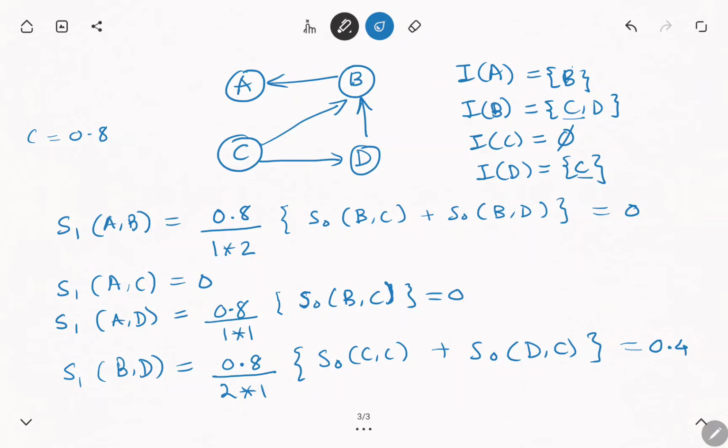If we go for the second iteration, S2 of A comma B, I'll solve it here itself. Let's say I calculate S2 of A comma B, this part will remain constant, okay. B comma C is 0 anyway because C has an empty set, and B comma D has a value of 0.4, right? So this is 0.4 times 0.4, which will be 0.16. In iteration 2, the similarity of A comma B is 0.16, okay.